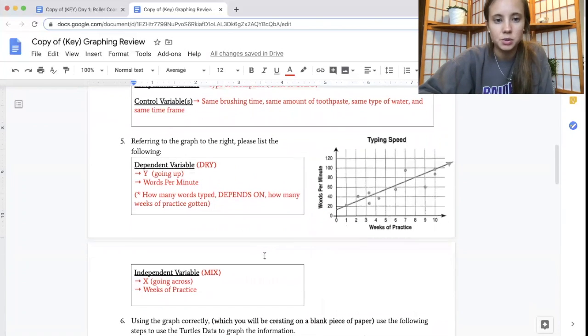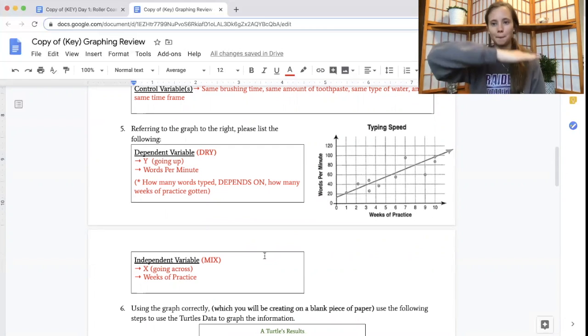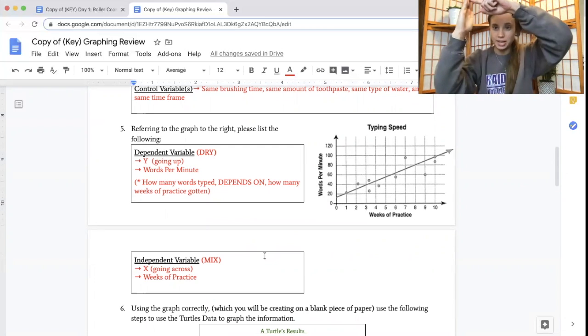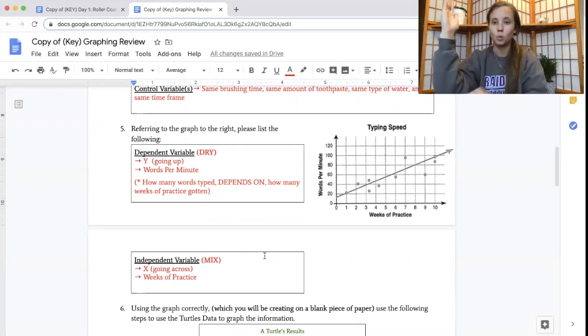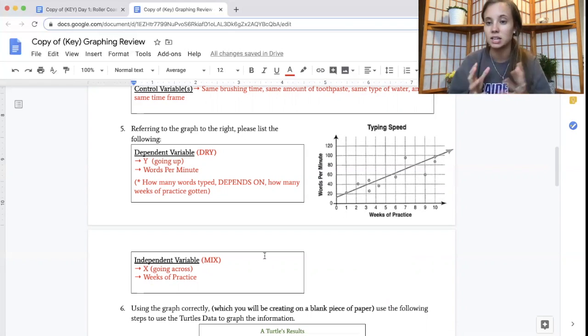All right, and then number 5. So now looking at dependent and independent variables on a graph. If you watched me and Mrs. Keltner's video from Monday, I believe I posted it, we did DRY MIX. So dry: dependent, result, y-axis. Mix: manipulated, independent variable, x-axis. That's a really easy way for you to remember where the dependent and the independent variable go on a graph. So in this case, we're looking at dependent. We think dependent, dry, dependent, result, y-axis. So our dependent variable goes on the y-axis.